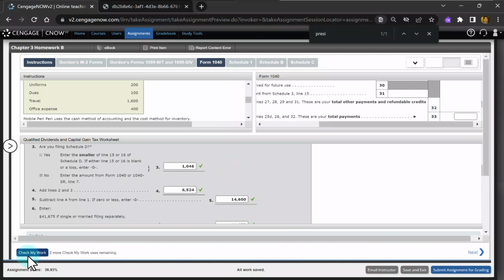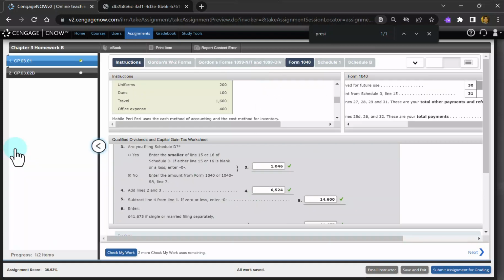Now again, you have 3 check my work attempts for 1 submission. So when you use up 3 of those attempts here, then you can submit it and get back another 3. But don't submit until you finish both problems. And then when you start your second submission, these 3 check my works will refresh to another 3. 3 check my works for problem 1, 3 check my works for problem 2.